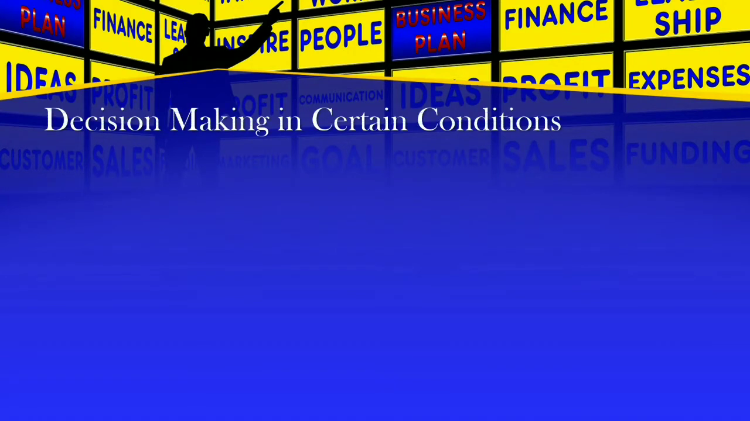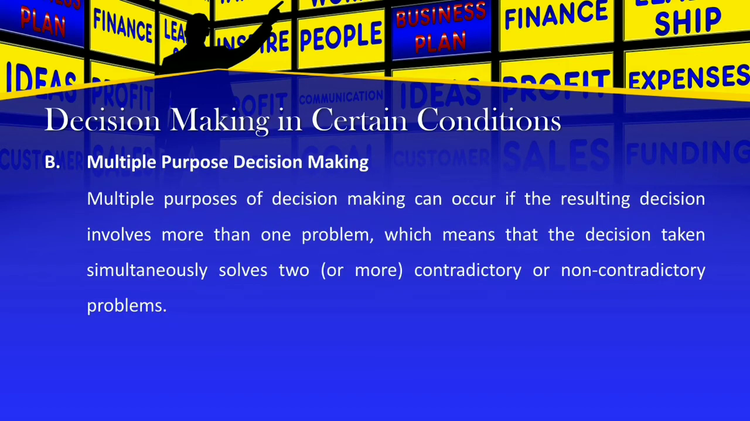Decision making in certain conditions. B. Multiple purpose decision making. Multiple purpose decision making can occur if the resulting decision involves more than one problem, which means that the decision taken simultaneously solves two or more contradictory or non-contradictory problems.